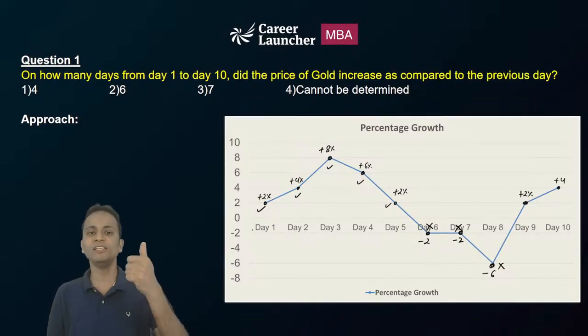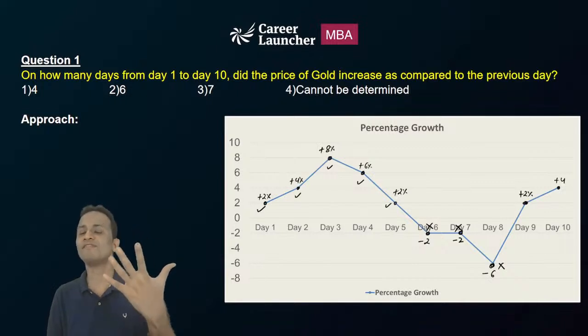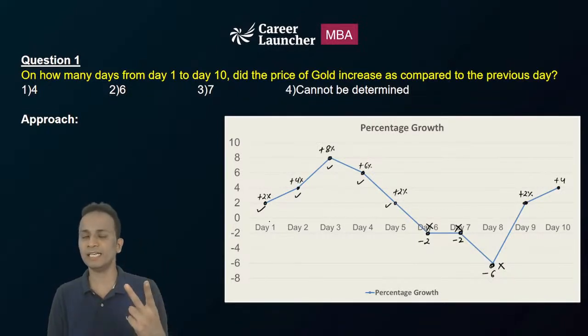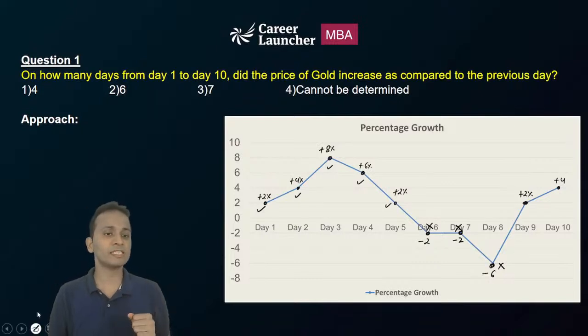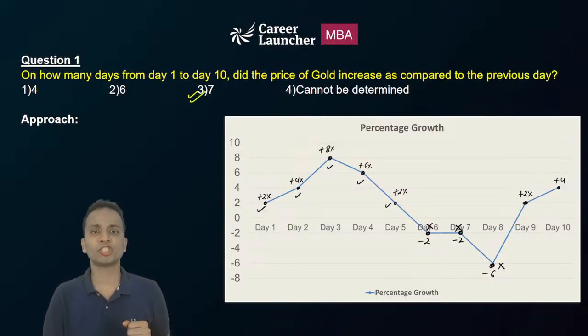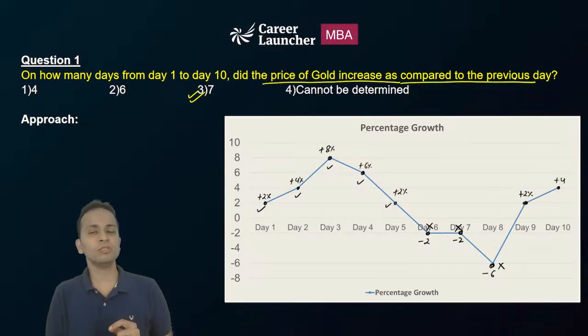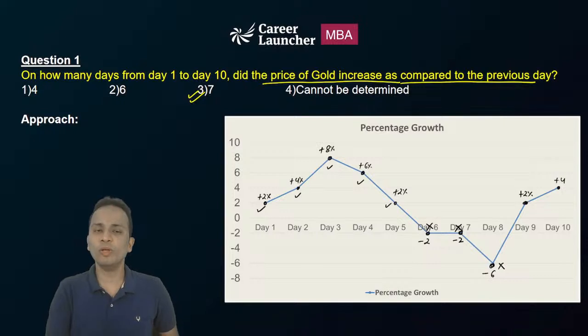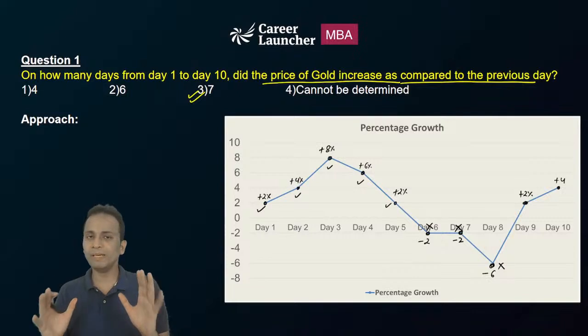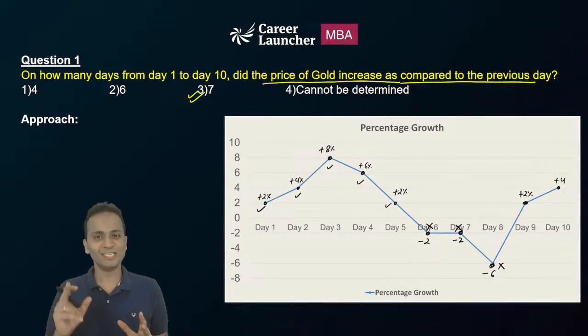Okay, so day 1, 2, 3, 4 and 5, on these 5 days, and then on day 9 and day 10. So I can say that there are 7 days on which the price of gold increased as compared to the previous day. All right, so the correct answer of this question will be option 3, that is 7. I hope I'm clear with this, right? So do not misread the data. Okay, so this is like a tricky way of giving you the data.